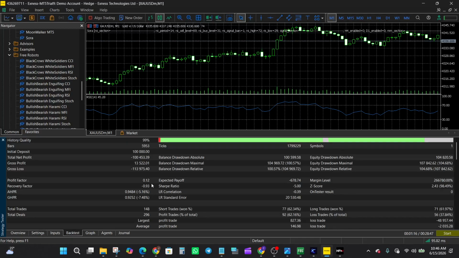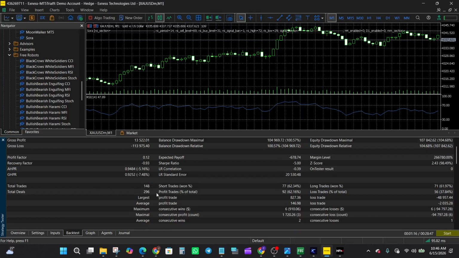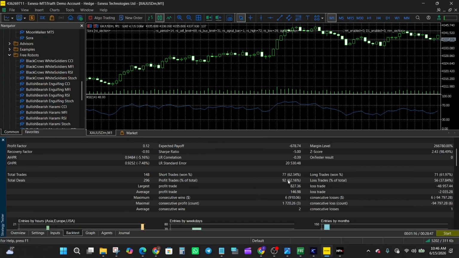So looking at the backtested result, it is not impressive at all. It's not encouraging. The account was blown. From an initial deposit of $100,000, the total net profit was negative 100,453.39. Total trades taken were 148, out of which 92 were profitable, giving us a 62.16% win rate. Now, this begs the question, why should the account be blown despite having a 62.16% win rate?